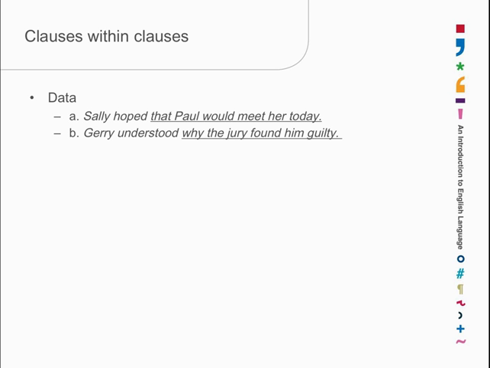Jerry understood something. What did Jerry understand? Why the jury found him guilty. The jury is the subject, found him guilty is the predicate. The underlined piece is itself a clause. So, Jerry understood something. What he understood is the direct object, and again, the direct object is a whole clause.